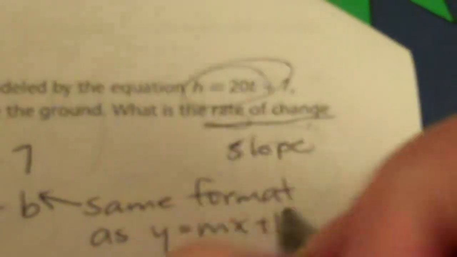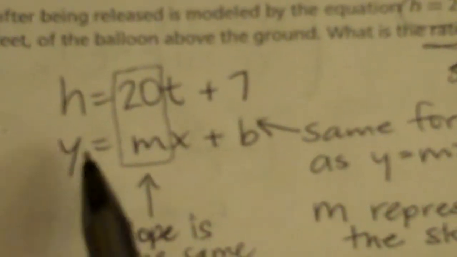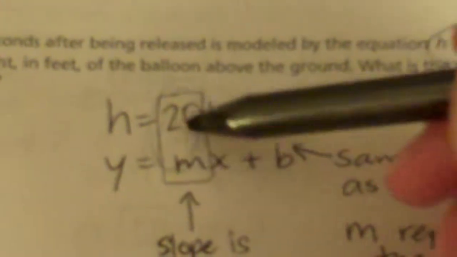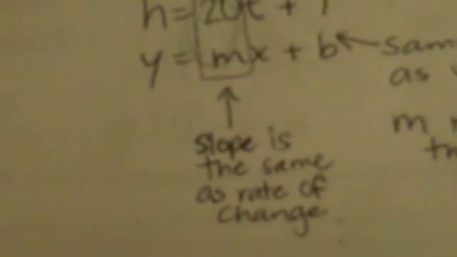You're already given this equation here, so I just rewrote it larger. And I'm just showing you how it's written in that same linear equation format, y equals mx plus b form. So whatever's in front of that x, which in this case is t here, 20 is what's representing the slope. And slope, again, I wrote that, is the same thing as the rate of change. So when it's asking what's the rate of change, it's that 20, and it just means that it's 20 feet per second. So D was the answer on that.